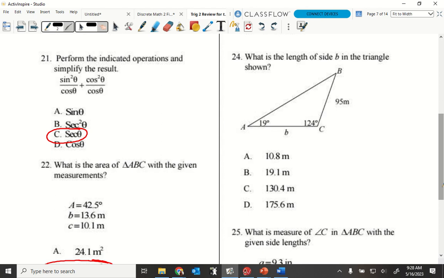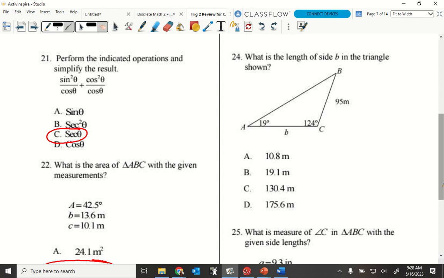No, it's not cosine. When can I use cosine? When you have SAS, or when you have all sides. To use law of sine, all I need is what? A pair. Do I have a pair? Yeah, I have big A and little a, right? So I'm going to use that.